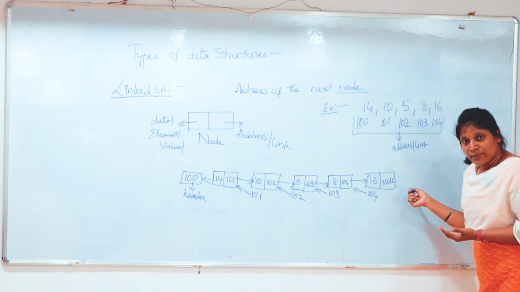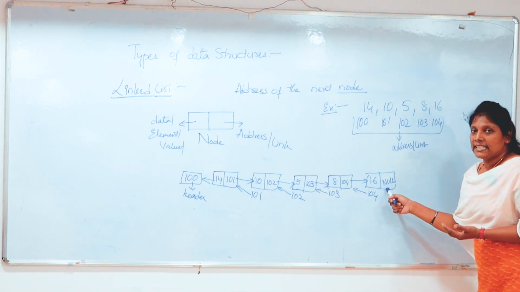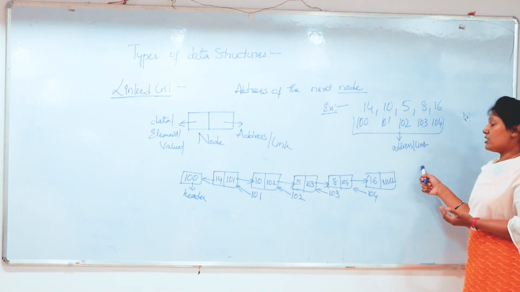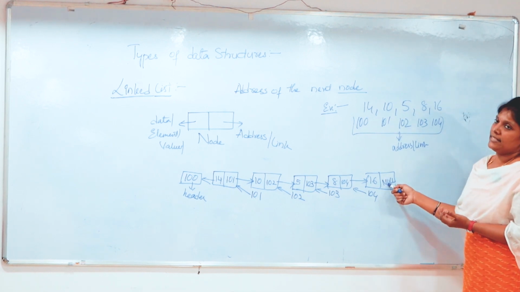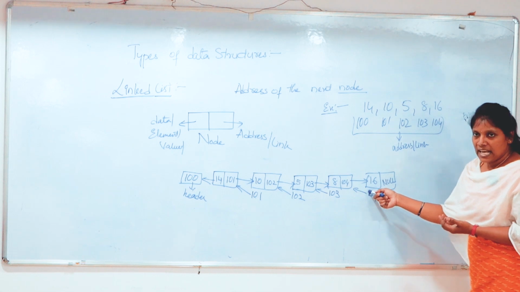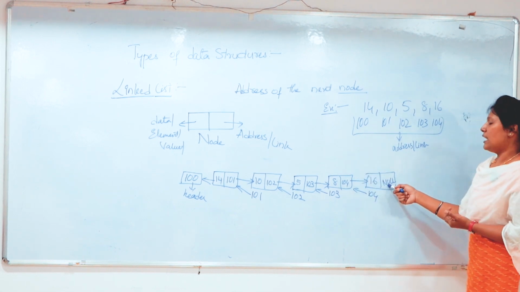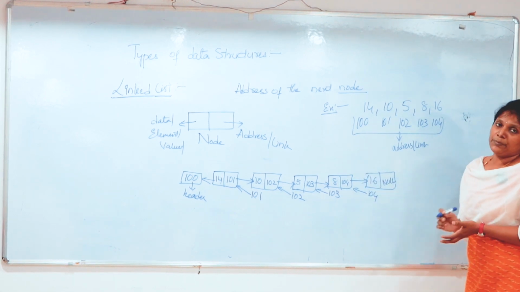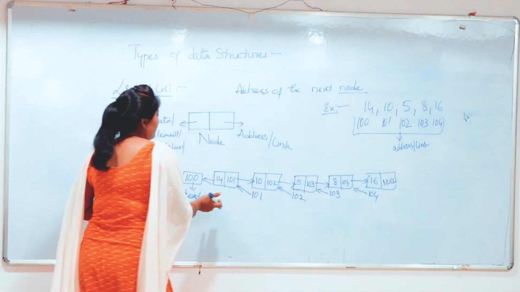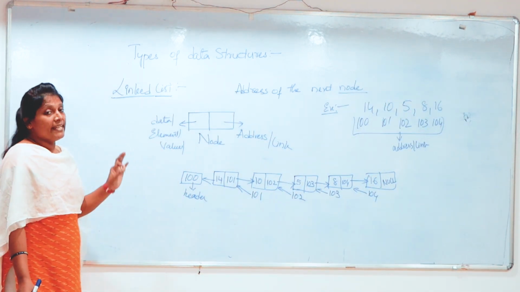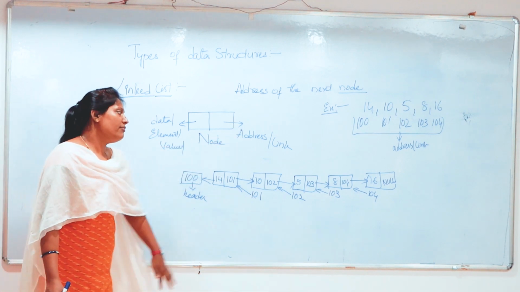If I have any element again, I have to represent that address here, and I have to first create a node, represent an element, and that address will be represented here. As 16 is the last element in my linked list, the address will be represented as null. This is the way we will create our linked list using the list of elements.